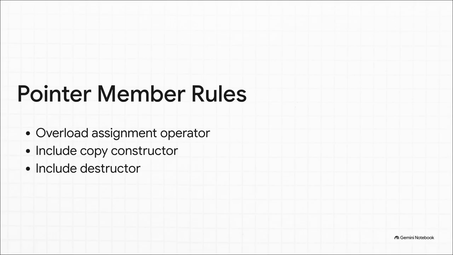It just copies the memory address, which means you end up with two separate objects pointing to the exact same piece of data in memory. Eventually, one of them tries to delete it, and boom, your program crashes. So the rule is, if you use pointers, you absolutely must explicitly overload the assignment operator to perform a deep copy. And to complete the rule of 3, you also have to write a custom copy constructor and a destructor to safely manage all that dynamic memory.